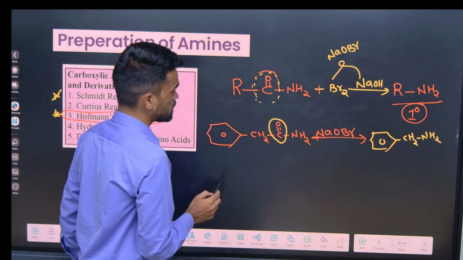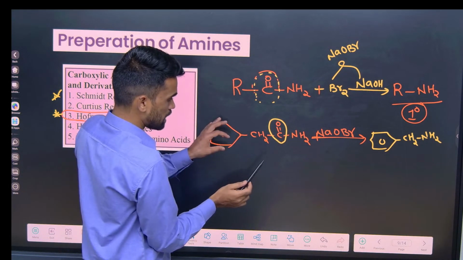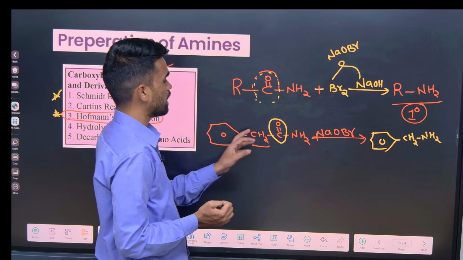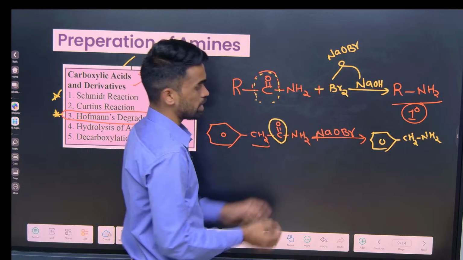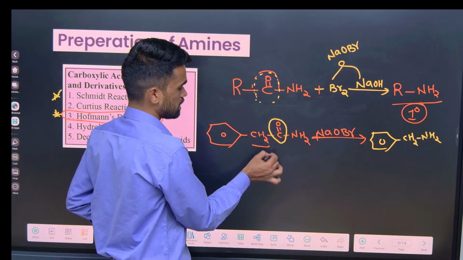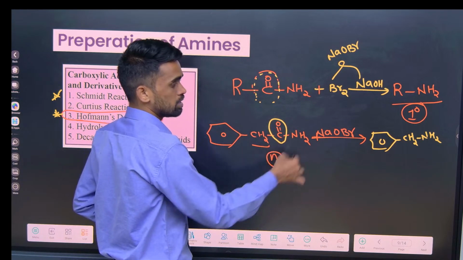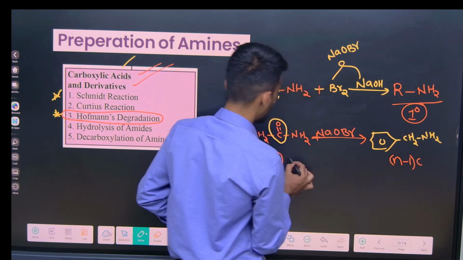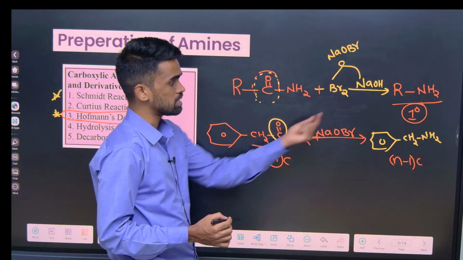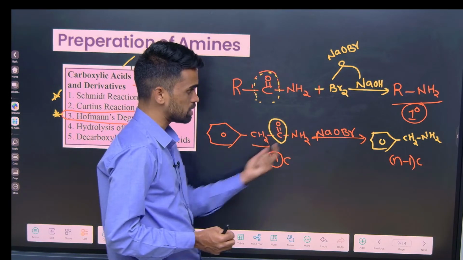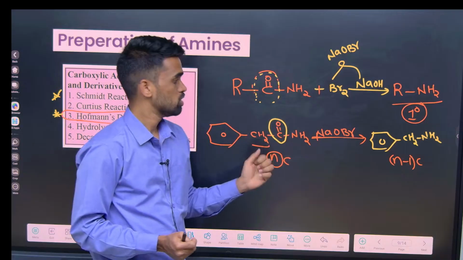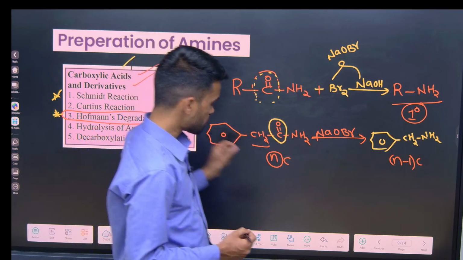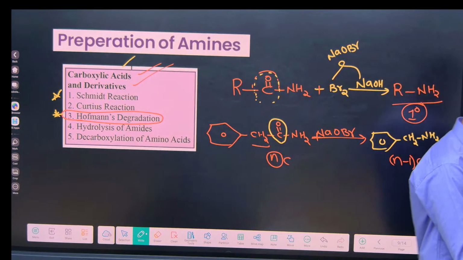See how many carbons are there here: the phenyl ring, one carbon and the next carbon, so almost 8 carbons. But on the product side, one carbon is less. If there are n carbons in the starting material, the product formed will have n-1 carbons. Here 8 carbons, there only 7 carbons. This is the conversion you need to remember.